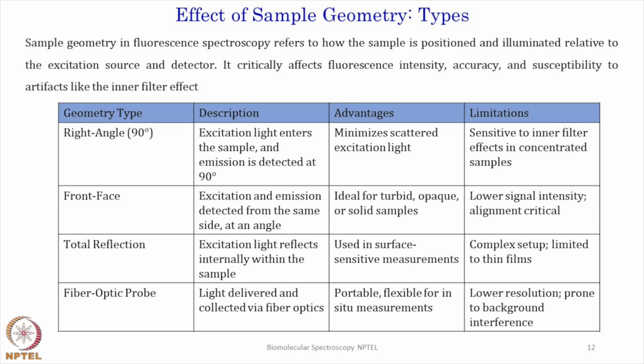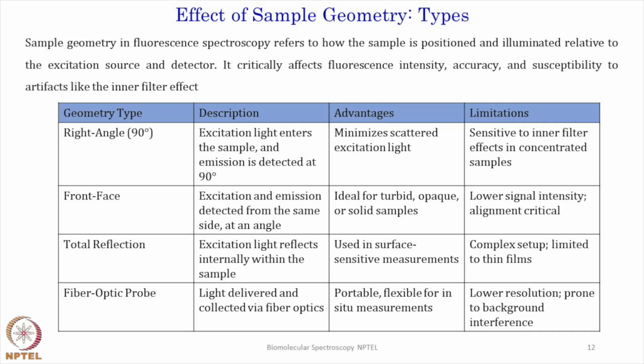Then there can be total internal reflection. The excitation light reflects internally within the sample, that could be one of the issues, and you have to use surface sensitive measurement, where you are measuring only from the surface, not from the interior. Complex setup is required, limited to thin films. Suppose you are putting a thin film; material people work on thin films, or electronics people. So, here you are shining the light and getting it from here, right. That is fluorescence for materials applications.